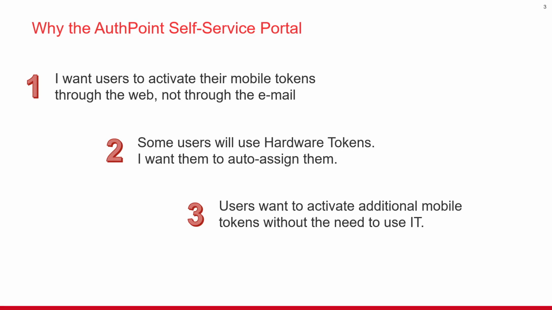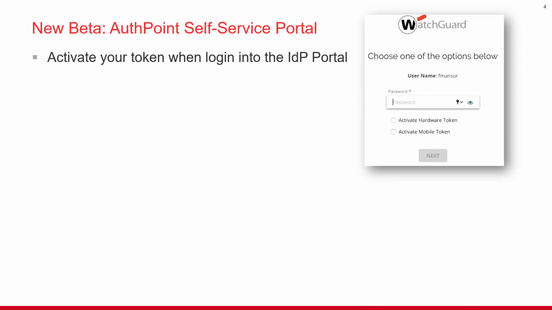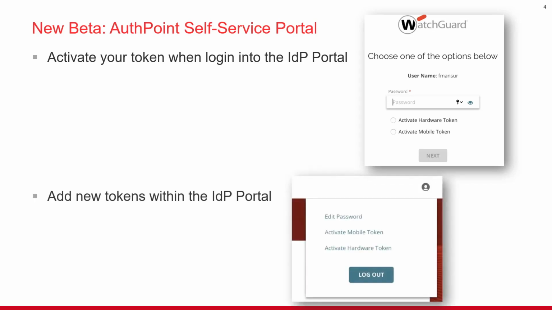We are excited to announce that a new beta is coming up in March, the first version of the AuthPoint self-service portal. With the self-service portal, new users will get the option to activate their mobile token or assign a hardware token the first time they go into the IDP portal. Once they log into the IDP portal or Web Single Sign-On portal, they will have an option to activate a new mobile token while maintaining the previous one, or adding a new hardware token.